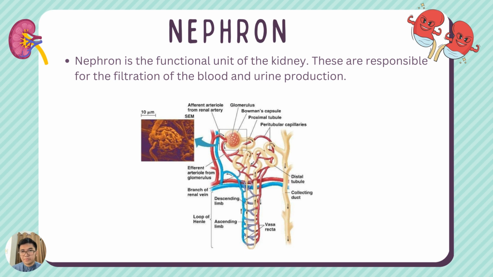Next, we have the nephron. It's the functional unit of the kidney. These are responsible for filtration, and also blood and urine production.